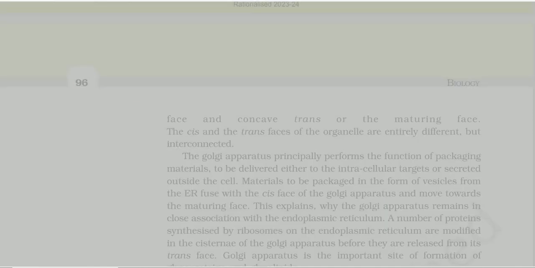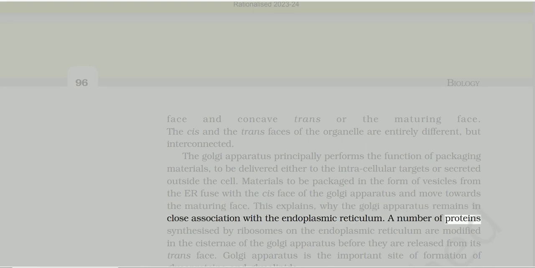phase and concave trans or the maturing phase. The cis and the trans phases of the organelle are entirely different, but interconnected. The Golgi apparatus principally performs the function of packaging materials, to be delivered either to the intracellular targets or secreted outside the cell. Materials to be packaged in the form of vesicles from the ER fuse with the cis phase of the Golgi apparatus and move towards the maturing phase. This explains why the Golgi apparatus remains in close association with the endoplasmic reticulum.